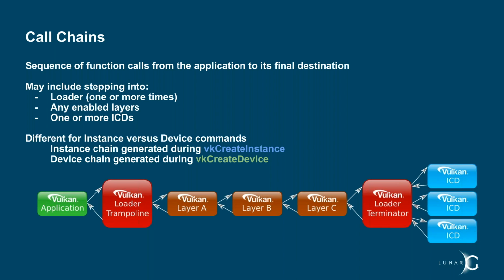Before we get there, we're going to talk about a call chain. A call chain we're going to refer to several times, and that's a sequence of calls. It may include the loader one or more times. It can include any layers you've enabled, whether implicitly or explicitly, and it can include one or more ICDs. There's a different type of call chain for a device object or instance object, and those are actually set up at vkCreateInstance or vkCreateDevice as appropriate.